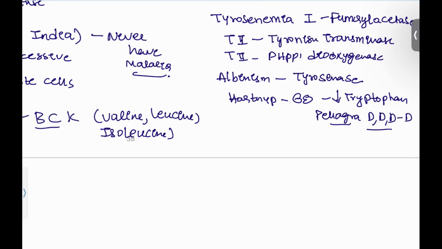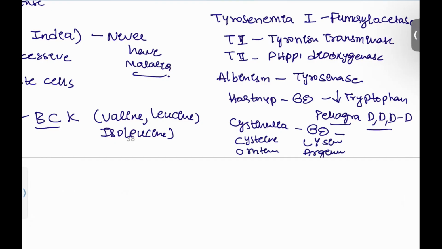And also you have the other disease, that is cystinuria. So cystinuria is also a kidney defect only. In this, there is a high chance of COLA. What is COLA, guys? Your cysteine, ornithine, lysine, arginine. All of these will be lost in the urine. So remember the mnemonic as COLA. These 4 amino acids will be lost.